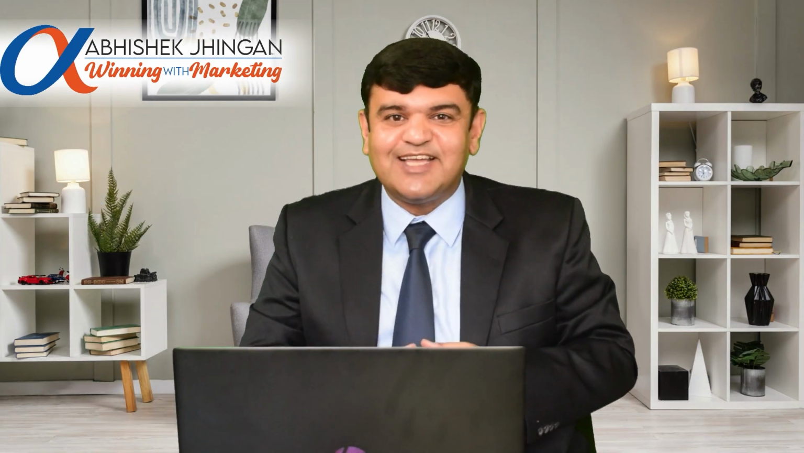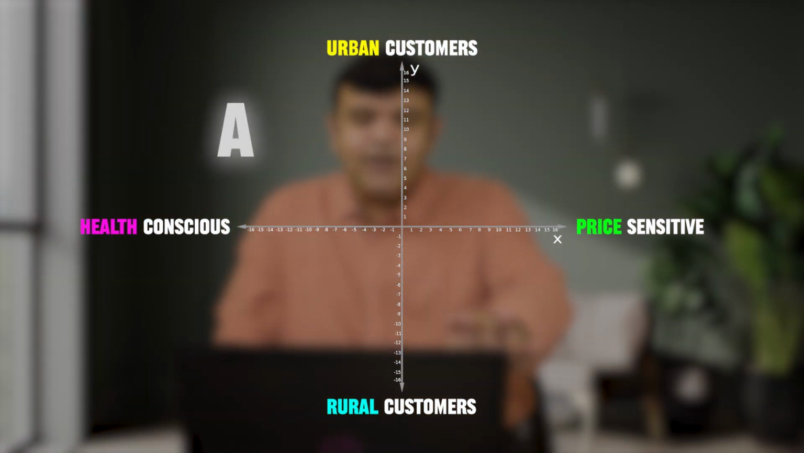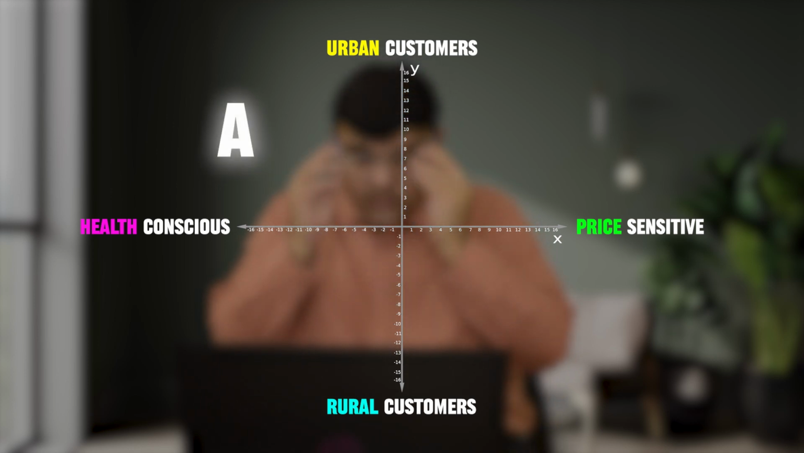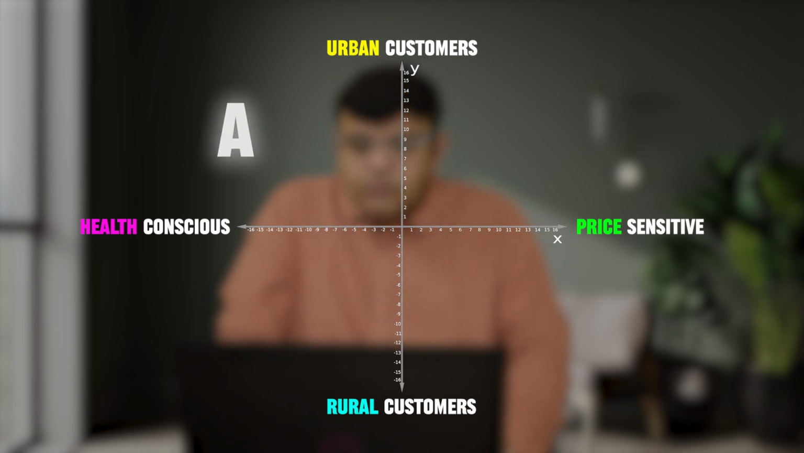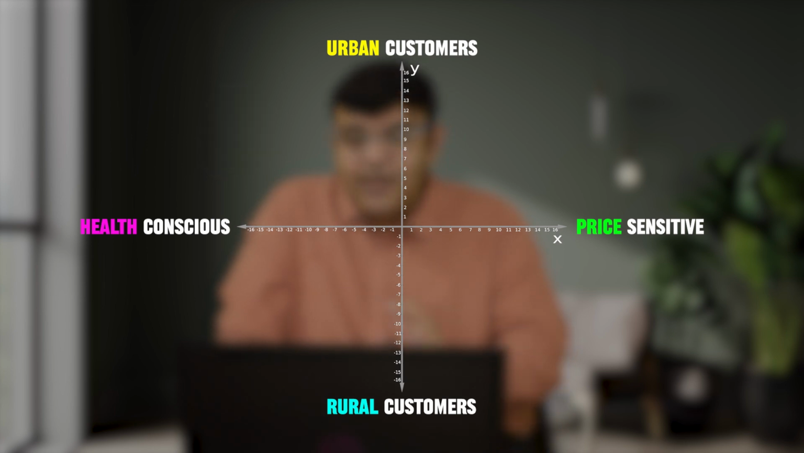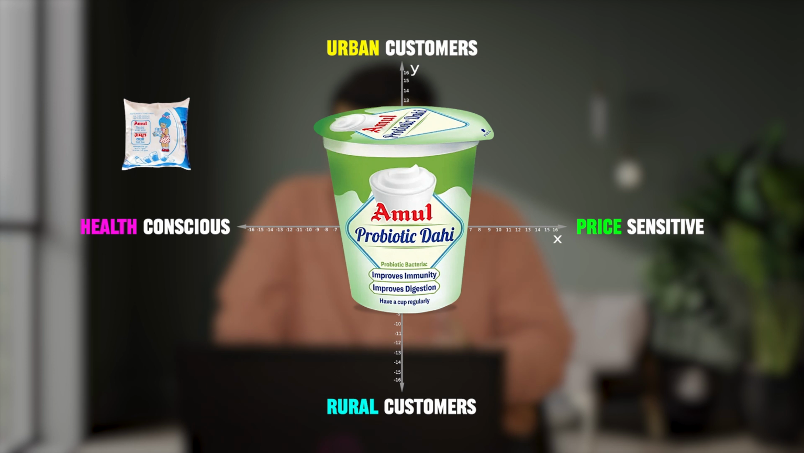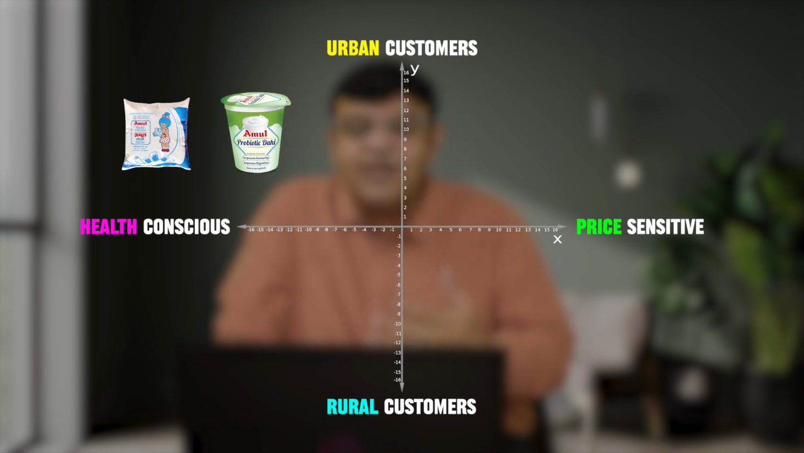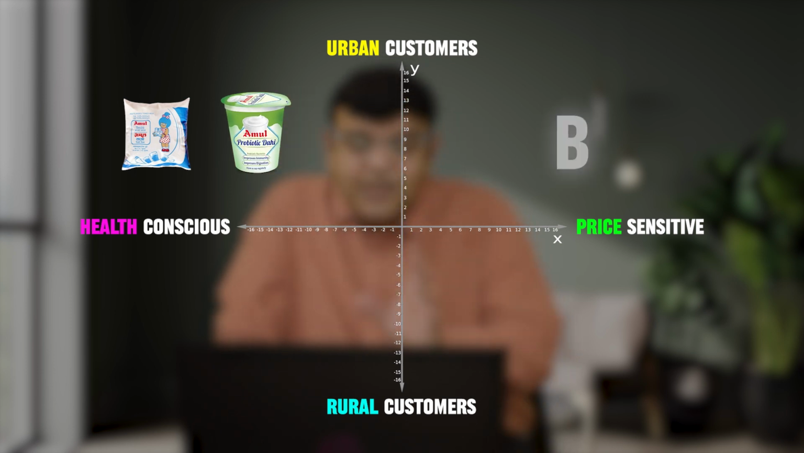Let's get back to the discussion. So, segment number 1. As you can see, this is the urban health conscious consumer. These consumers prioritize health and nutrition, seeking dairy products that offer superior quality and nutritional benefits. So what will Amul do? It will target this segment with products like low fat milk, probiotic yogurt and premium dairy variants. Segment B, when you look, this is the second segment, which is urban but price sensitive consumers.